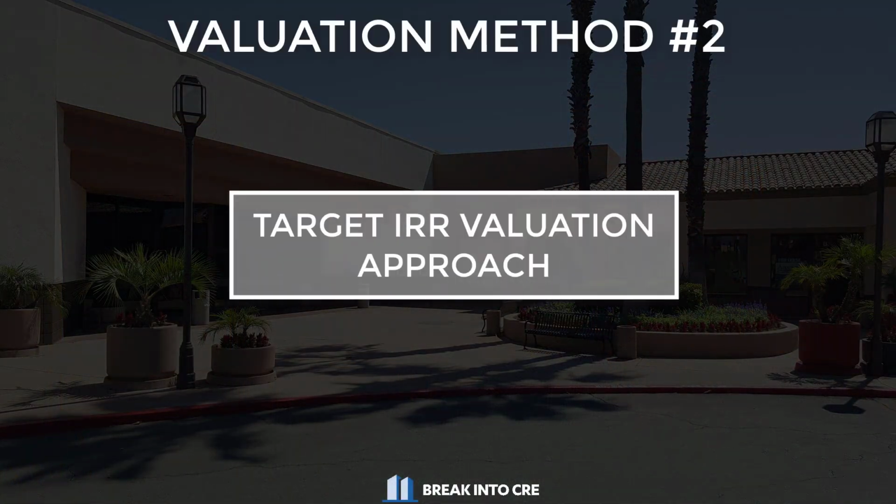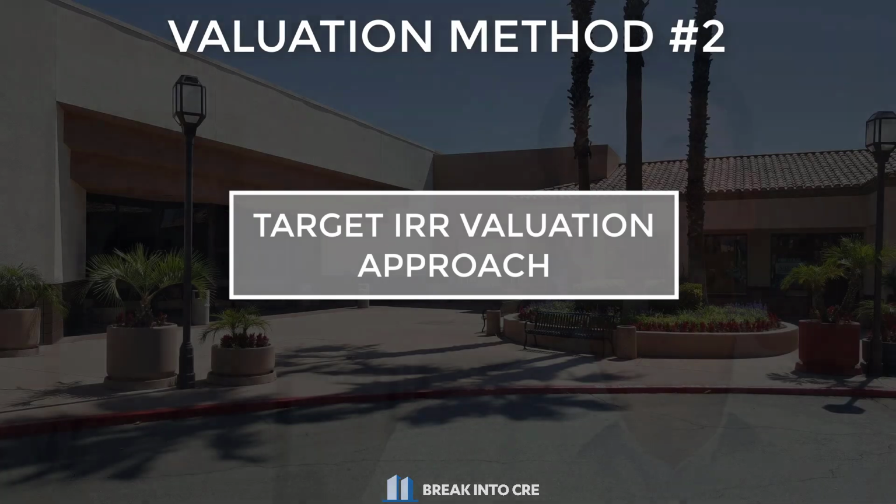So method number 2 of valuing a vacant property is going to be a target IRR valuation approach. Now the target IRR valuation approach takes into account all of the capital costs that we talked about in the stabilized yield on cost approach, but also takes into account debt and an expected sale value when you go to sell the deal. Now, obviously, this is also going to incorporate a target internal rate of return on the deal.